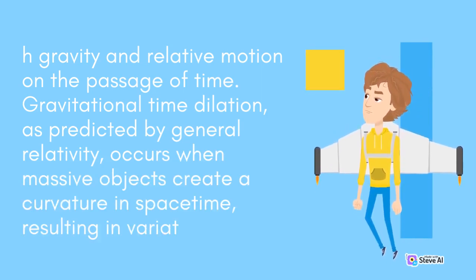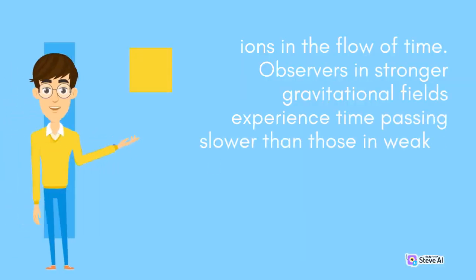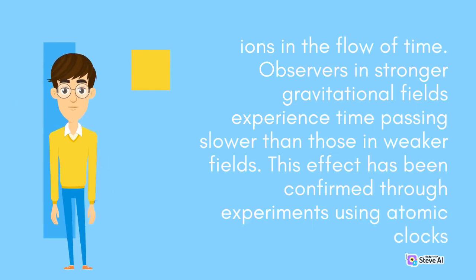Gravitational time dilation, as predicted by general relativity, occurs when massive objects create a curvature in spacetime, resulting in variations in the flow of time. Observers in stronger gravitational fields experience time passing slower than those in weaker fields. This effect has been confirmed through experiments using atomic clocks.